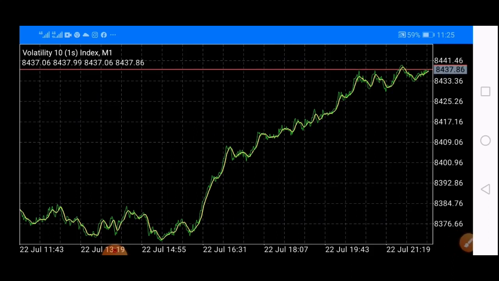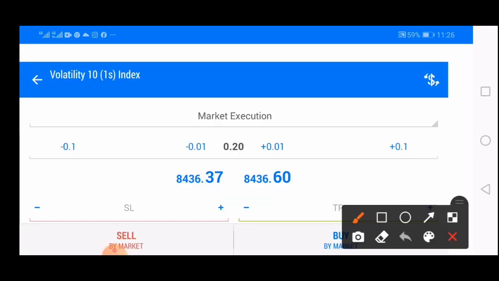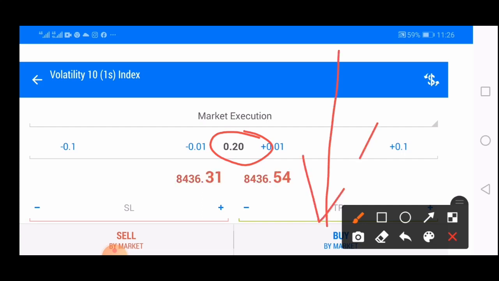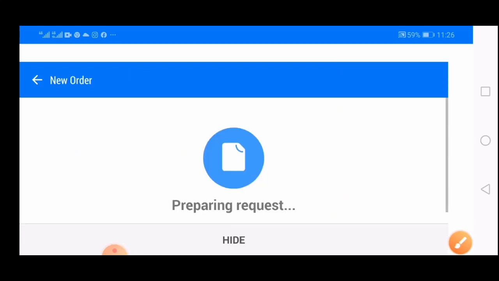So what I'm going to do right now is to open a buy position. So remember, for volatility 10-1s index, the minimum lot size is 0.20. So I'm going to use the minimum lot. I'm going to start my first trade with the minimum lot size. Always start your first trade with the minimum lot size, especially if your account is less than $100. So I'll just go ahead and click on the buy button to open the buy position.